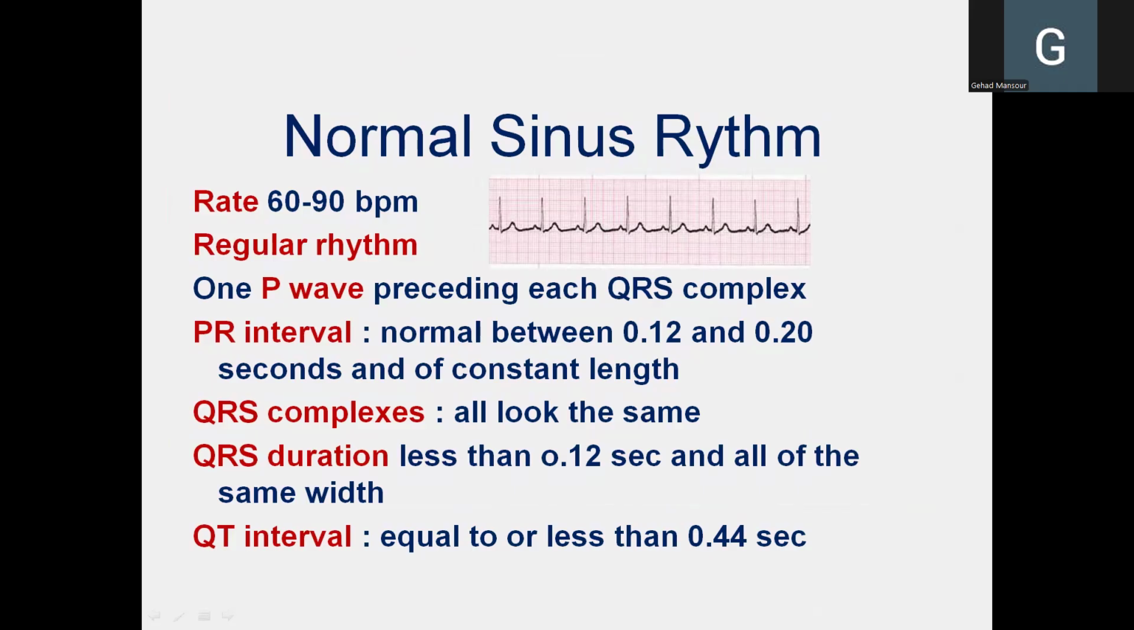Characteristics, of course, of the normal sinus rhythm are very important. It's a regular rhythm. It ranges between 60 to 90 beats per minute. The P waves are normal, meaning that they are upright and they are of normal duration. And very importantly, one P wave precedes each QRS complex. The PR intervals are very important. Here we are talking about the interval between 0.12 and 0.20 seconds. The QRS complexes all look the same, and they have a narrow duration, which is 0.12 second or shorter, and the QT interval should never be more than 0.44 second.